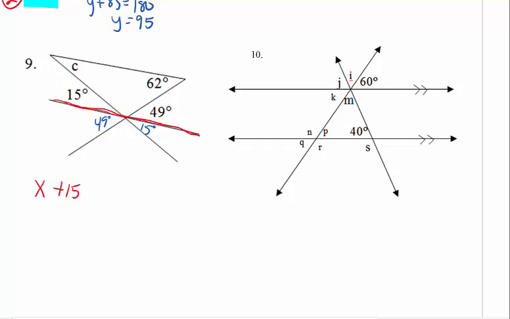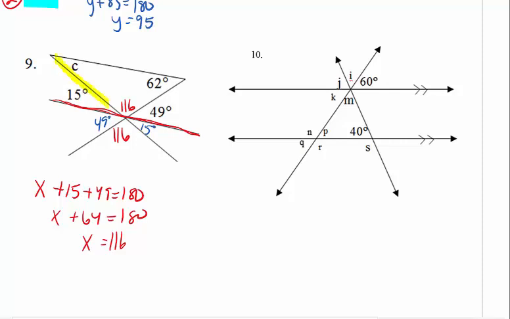x plus 15 plus 49 equals 180, because that's a straight line. So I get x plus 64 equals 180. Subtract the 64 from both sides. That gives me 116. So this here is 116. This is 116. So I want you to realize you could have drawn that straight line many different ways, and you still could have gotten it using the vertical angles.